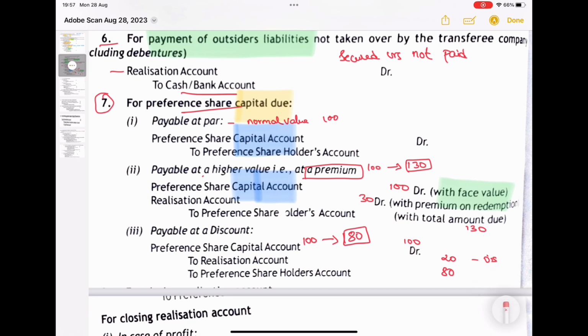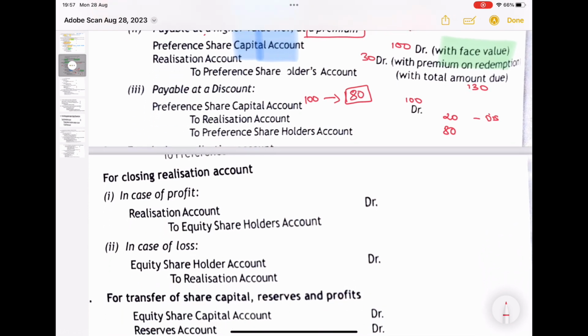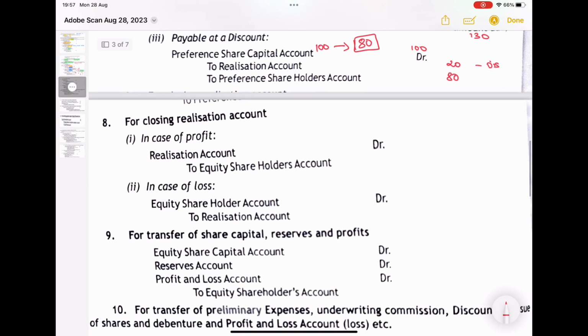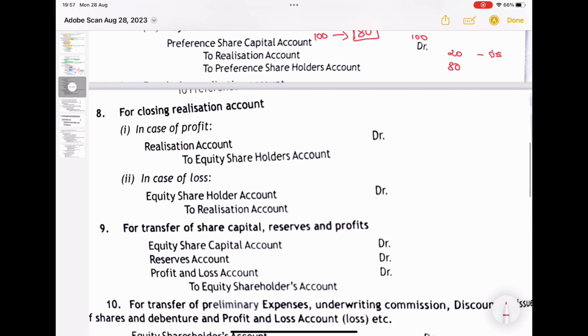Understood? So this is how it works. So next, finally I have paid. So this is the entry for the closing realization account. So we are going to close all the accounts. Finally we are going to pay the equity shareholders.